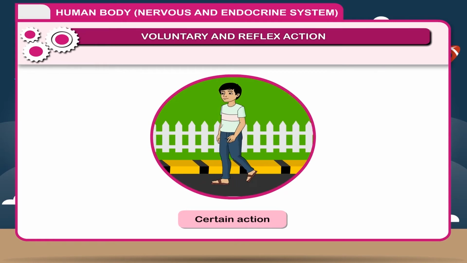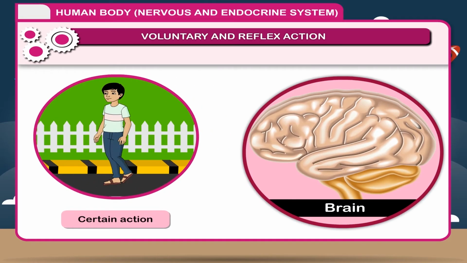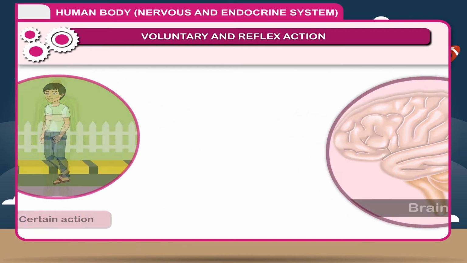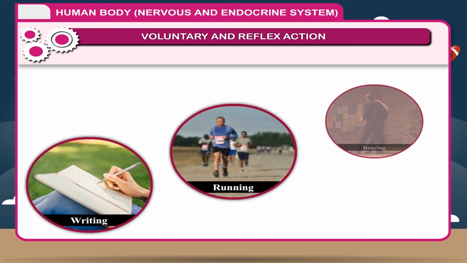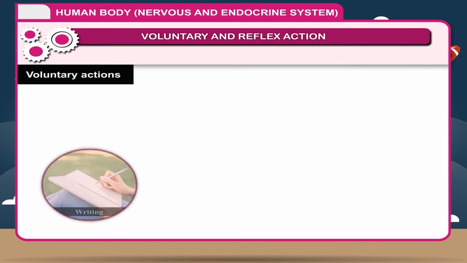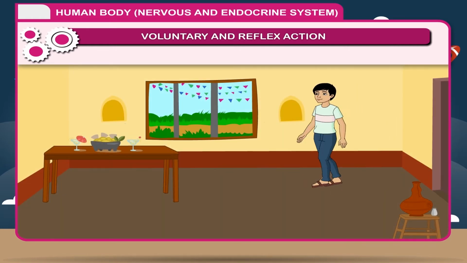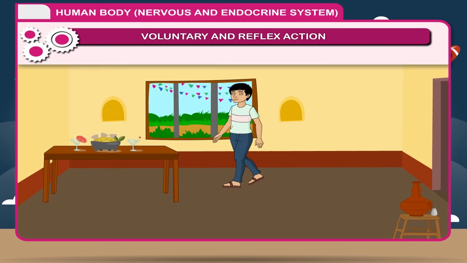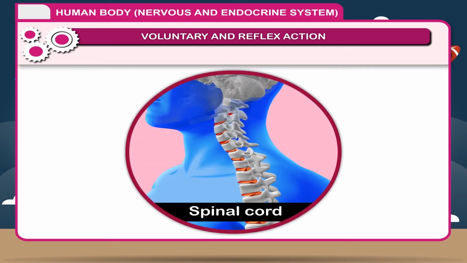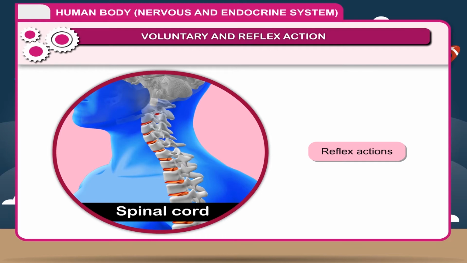There are certain actions which are controlled by the brain and are called voluntary actions. For example, writing, running, dancing, etc. are voluntary actions. The voluntary actions are slow. There are many actions which are performed automatically and are involuntary and are controlled by the spinal cord, which are called reflex actions. These actions are performed only due to some external stimulus.